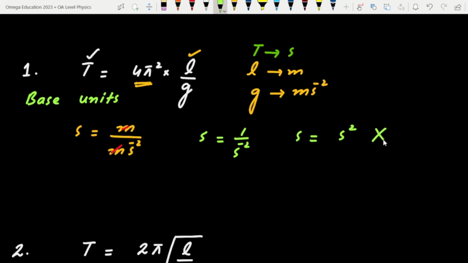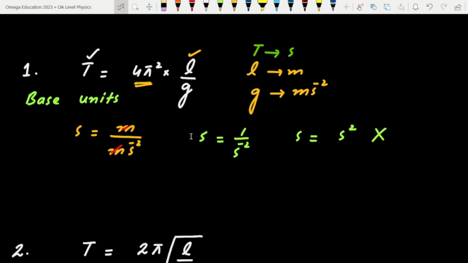Now the units on the left side of the equation are not equal to the units on the right side of the equation, so this is not a homogeneous equation. This is a non-homogeneous equation. Let us try another example.